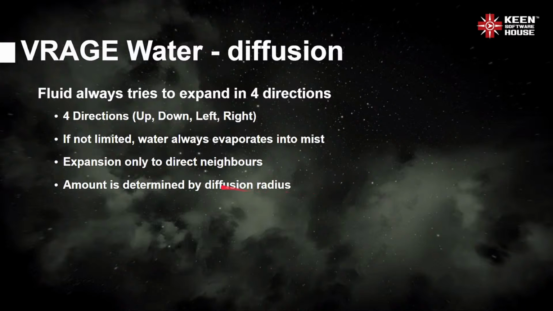An important feature of the water is called diffusion radius, and it says how much the water is spreading, how much it spreads to these neighbors. So the bigger the radius is, the faster water spreads to its neighbors. And it can spread only to direct neighbors, not more.